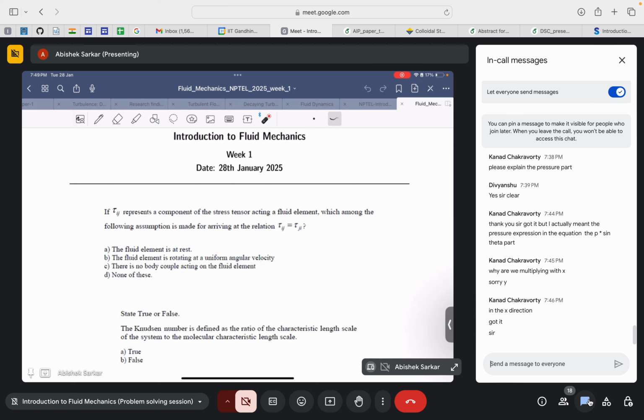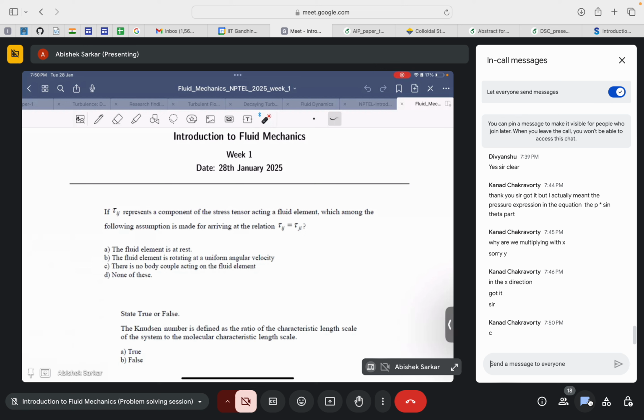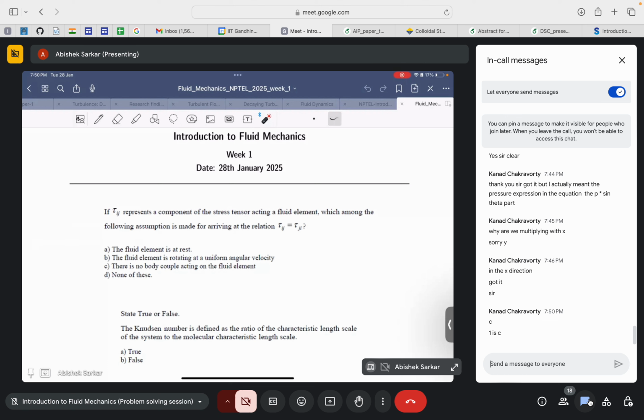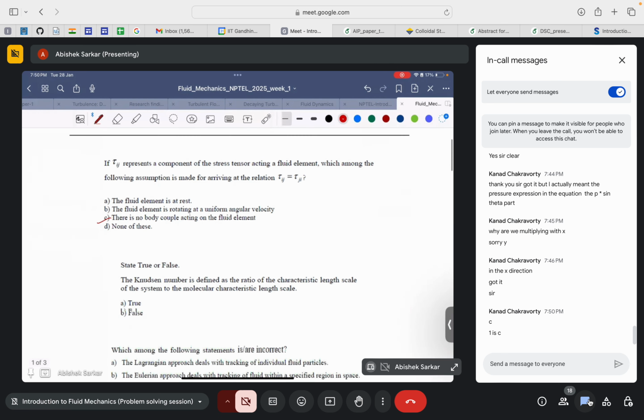If tau ij represents a component of the stress tensor acting on a fluid element, which among the following assumptions is made for arriving at the relation tau ij equal to tau ji? For one it is C. That's correct, because we have thoroughly discussed how it is relevant. Others, is it clear why it is C? We have gone through the derivations, so I think it should not be that challenging, but let's see.